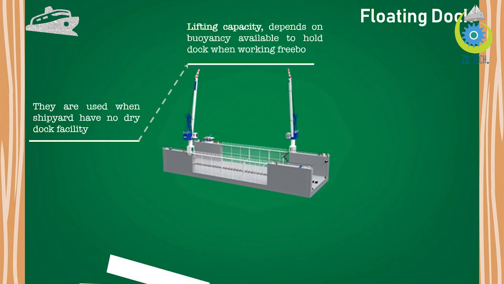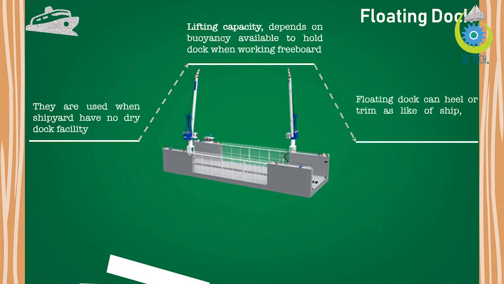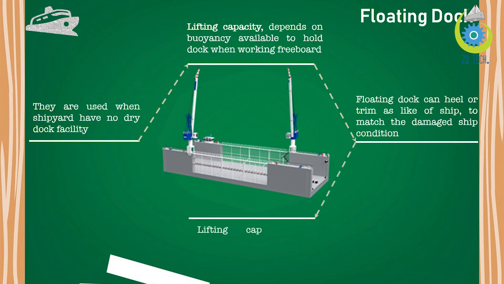Lifting capacity. Lifting capacity depends on the buoyancy available to hold the dock when working at freeboard. Working at freeboard means that it is holding the ship out of water. So at that time, how much buoyancy is acted upon by the water from the below side. A floating dock can heel or trim like a ship to match the damaged ship condition. Usually the lifting capacity of a floating dock is between 400 to 1 lakh tons.